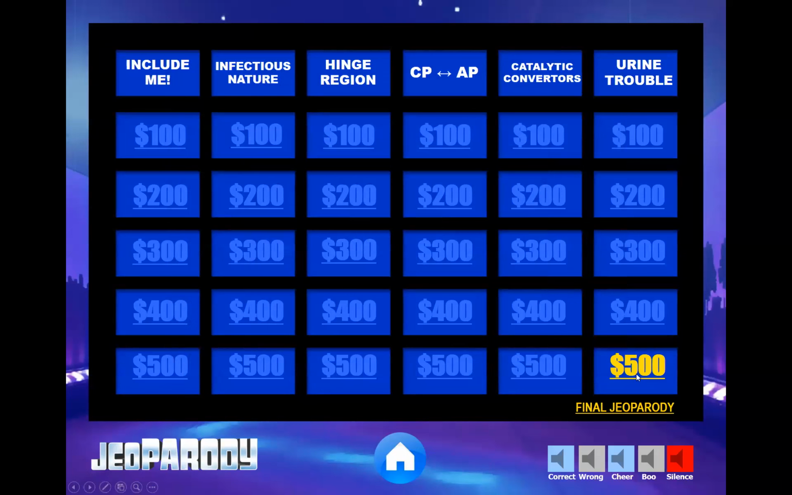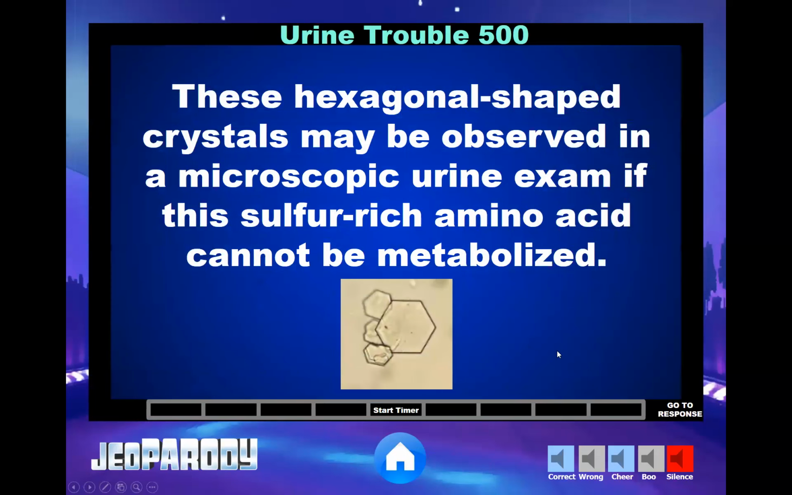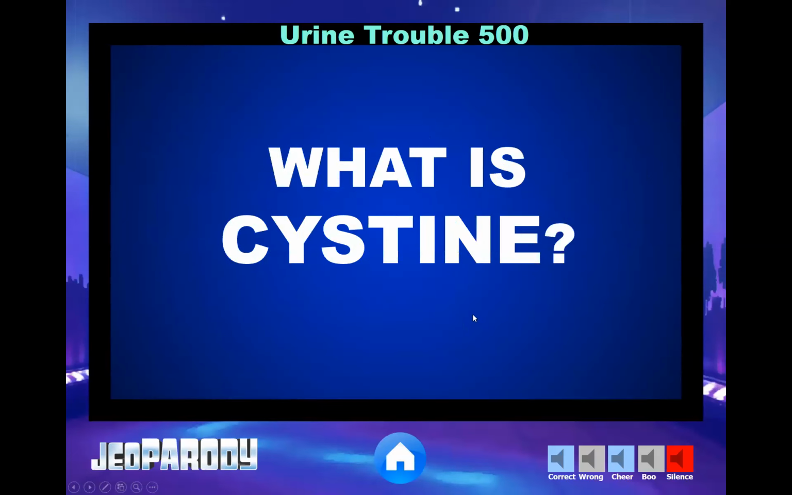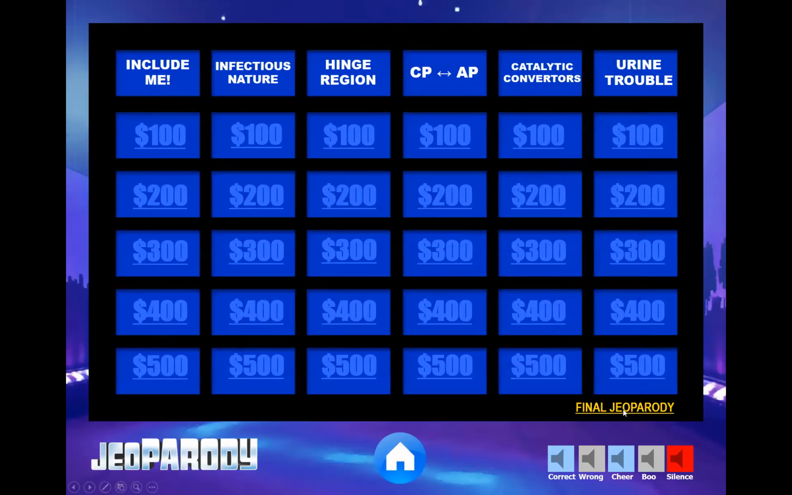You're in trouble for 500. These hexagonal shaped crystals may be observed in a microscopic urine exam if this sulfur-rich amino acid cannot be metabolized. So uric acid crystals are diamond-shaped, and cystinuria, cystine, you are correct. So what is cystine? Okay, on to our final Jeopardy question.